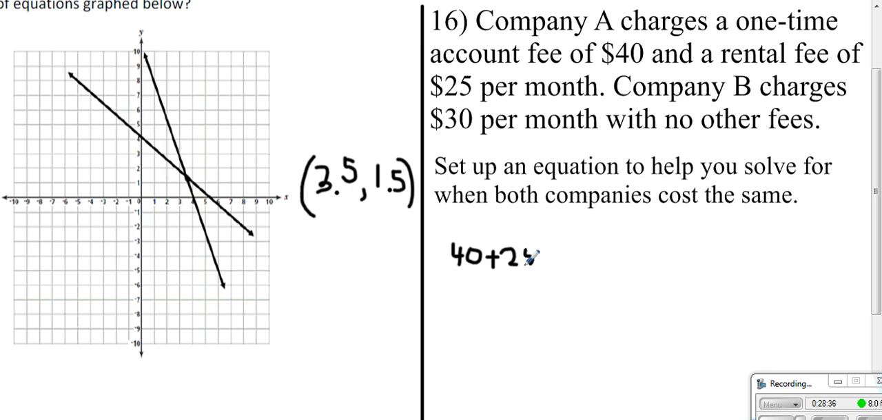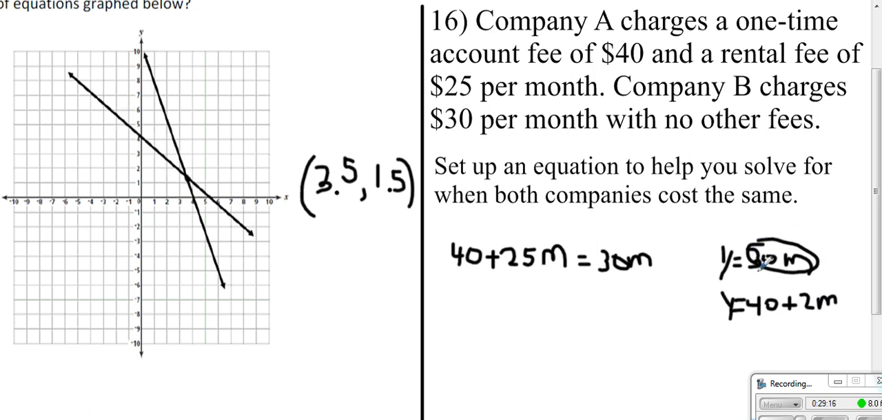So company A is that, and company B is $30 per month with no other fees. So that's it. You set them equal to each other. All right, so it's kind of like y equals 30m and y equals 40 plus 25m. And it's kind of like using substitution. Remember, you circle one and you substitute it in for the other.